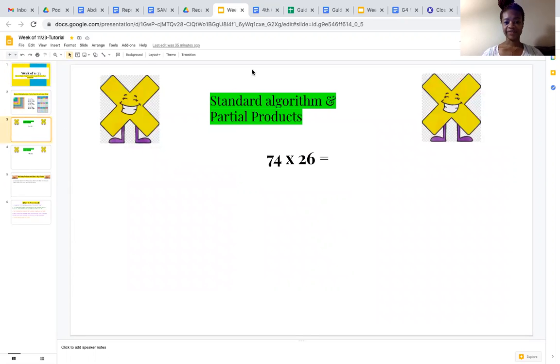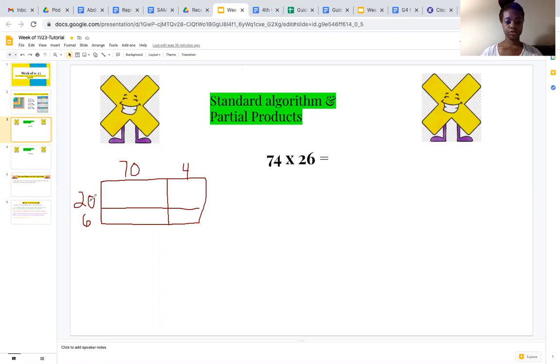So here we have 74 times 26. We're going to start by using the area model, which is one strategy that our kids have been using, have seen, and are really becoming accustomed to. So I want to set up my area model, make sure that my numbers are labeled. So here we have 74, and then we have 26. So 70 times 20 is 1,400.